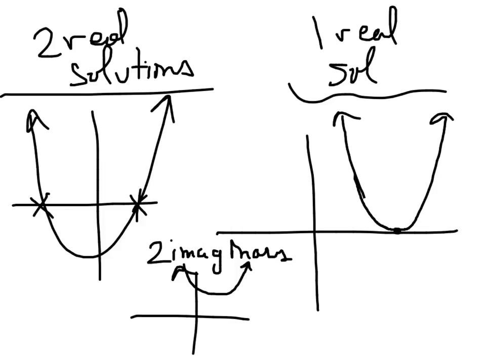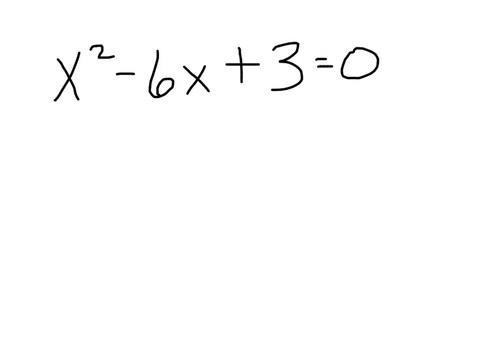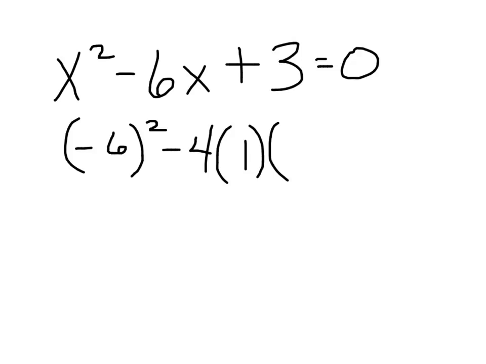Okay, so here's the way the problems are going to look. They're going to give you something like x squared minus 6x plus, what number do you want? 3 equals 0. It's going to say find the discriminant and describe the nature of the roots or the solutions. So, what number is in the B? -6 squared minus 4 times, what number is in the A? 1 times C, which is 3.